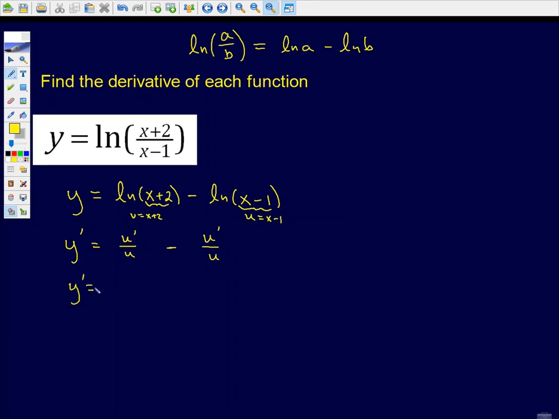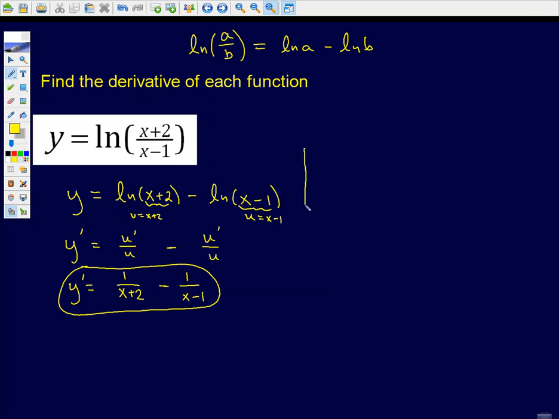But now, this is pretty easy to write down. In the first one, the derivative of u is the derivative of x plus 2, which is 1, and u was x plus 2. And in the second one, it's very similar. U prime is the derivative of x minus 1, which is 1, and u is x minus 1. And at that point, it's over. The derivative is 1 over x plus 2 minus 1 over x minus 1. So if you wanted the slope of this function at a point, you would at worst plug in a number for the x and then subtract two fractions. That wouldn't be too bad.